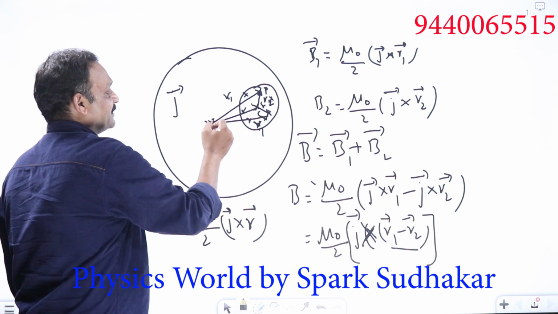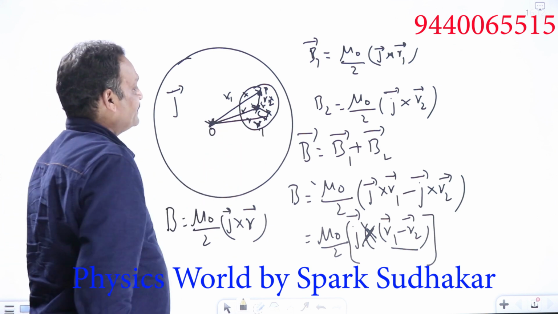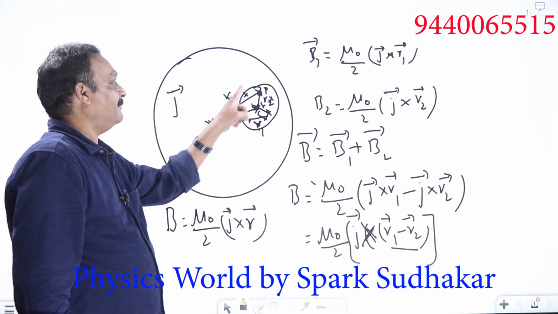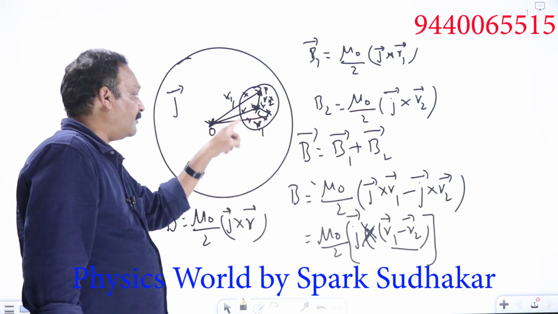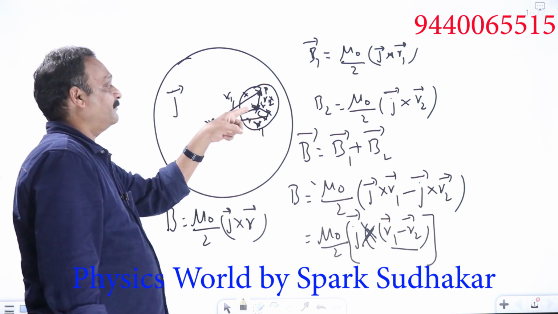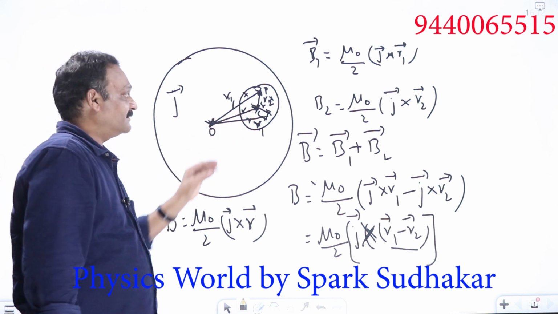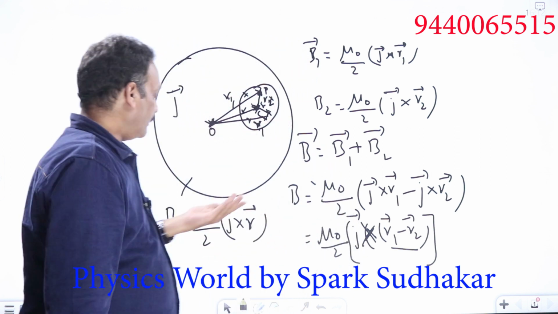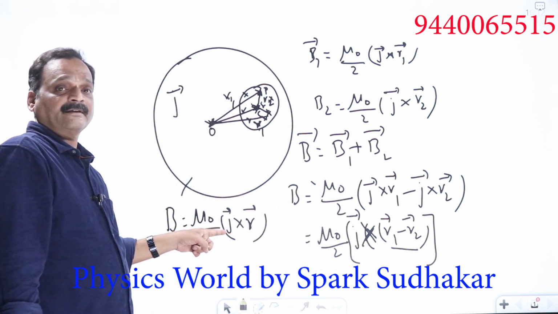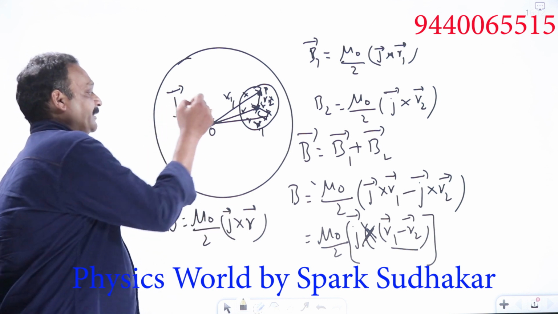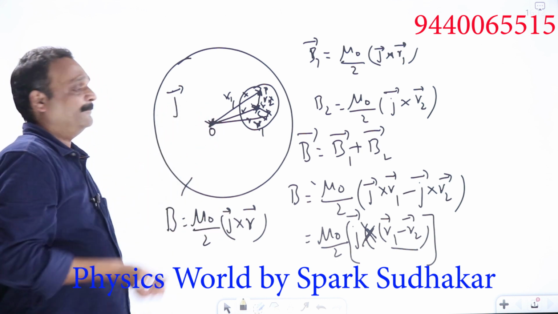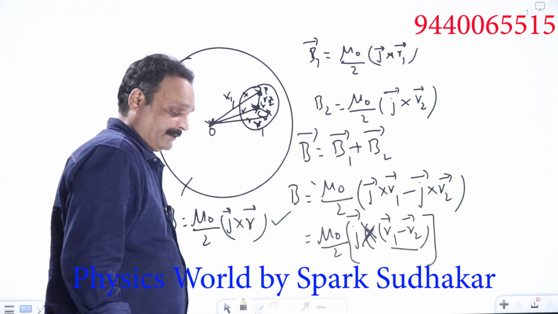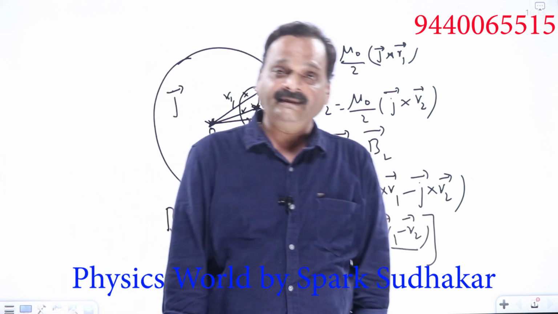R bar is the distance between this point and this point C. Means the field at any point P inside the hole will be equal to the field present at point C. So the field inside this hole is always uniform. What is its direction? It is the cross product of J bar and R bar, depending on whether J is pointing into the board or out of the board. This is one interesting question which has come many times in many exams.